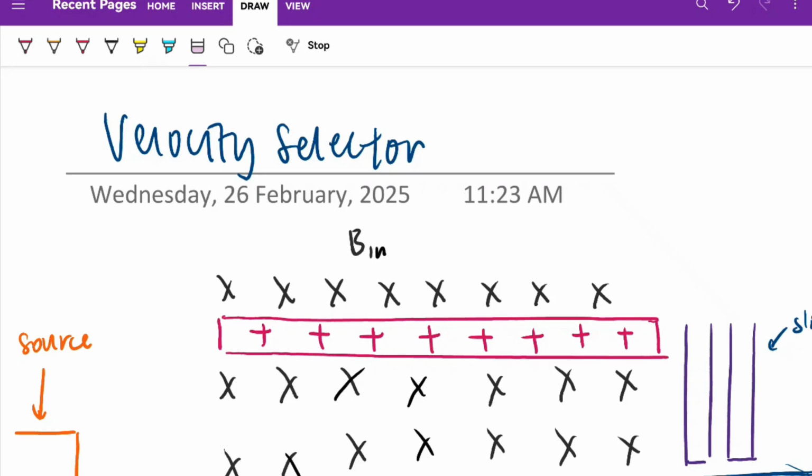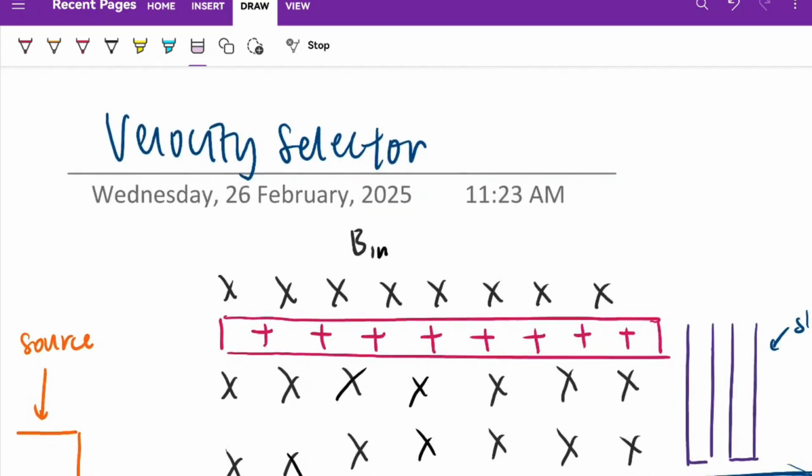Today we'll be talking about something very interesting about velocity selector. So velocity selector is actually a subtopic under the topic of electromagnetism in A2 Cambridge Physics. So today we'll be briefly talking about how velocity selector works.